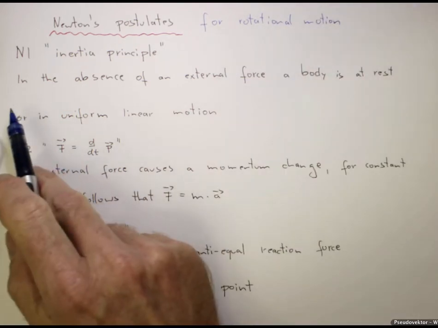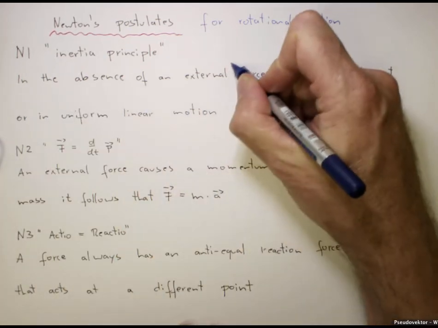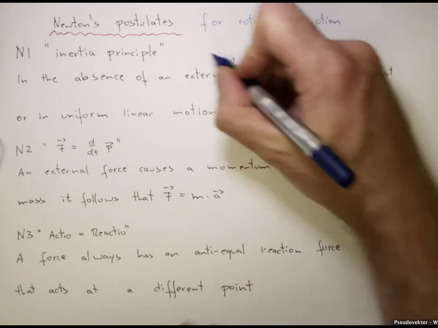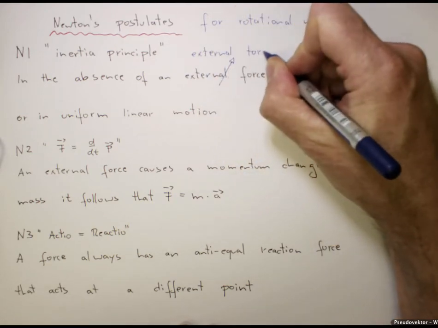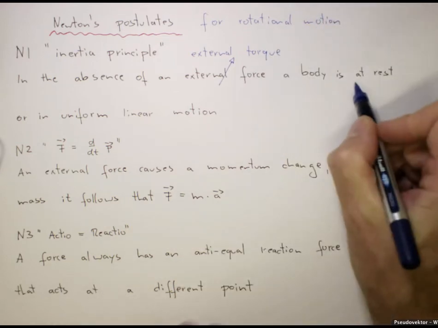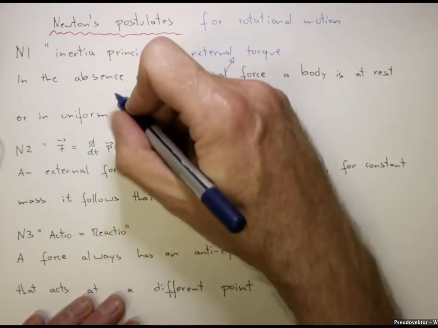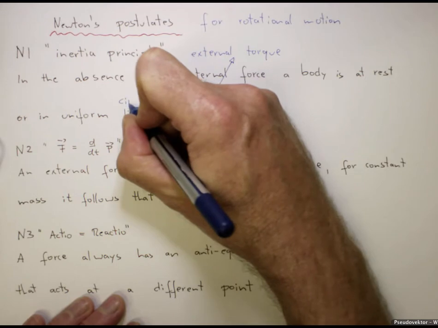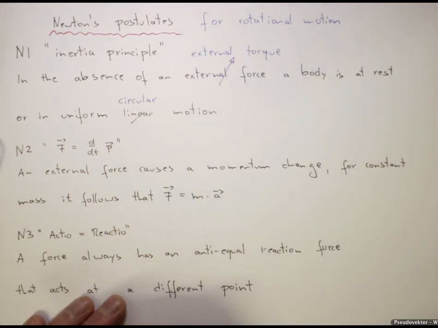The inertia principle becomes: in the absence of an external force, now has to read external torque. In the absence of an external torque, a body is either at rest or in uniform, not linear, but uniform circular motion. That's the inertia principle for rotational motion, the first Newton postulate.